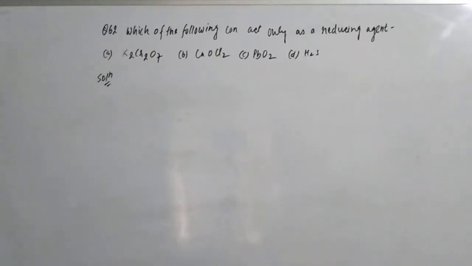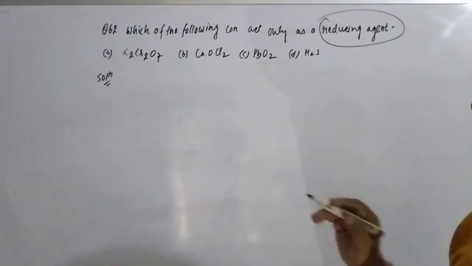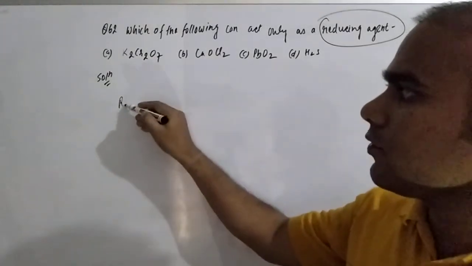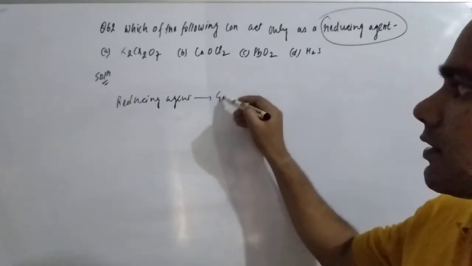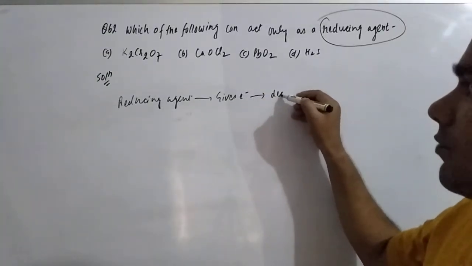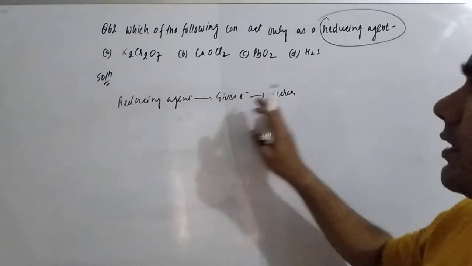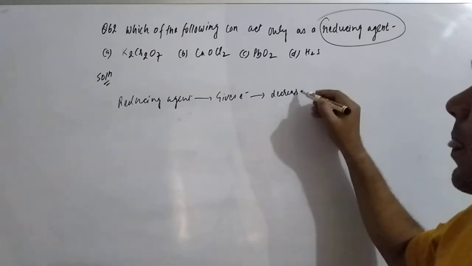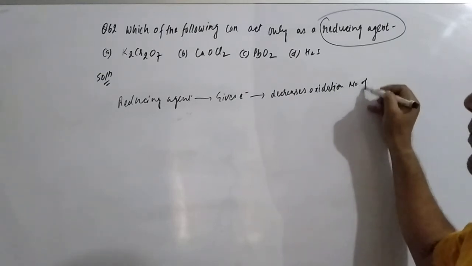Student, now let us see one very interesting problem, number 62. Which of the following can act as a reducing agent? Dear student, firstly you should understand the meaning of a reducing agent. A reducing agent gives electrons and decreases the oxidation number of others. That you have to keep in mind.